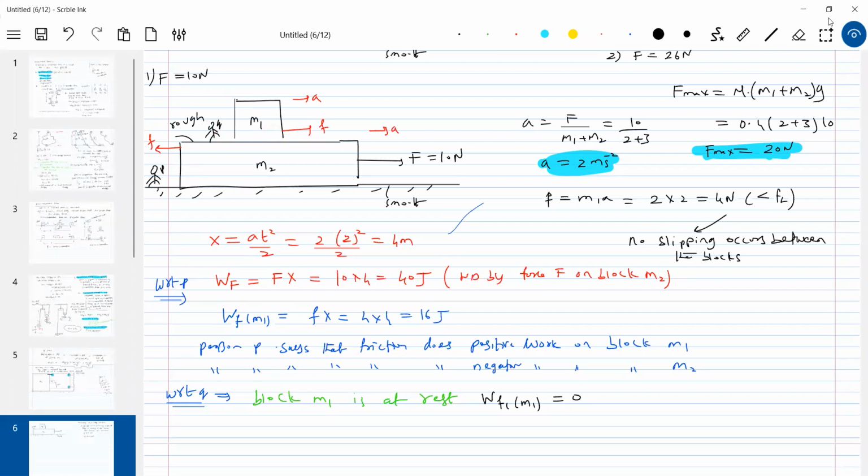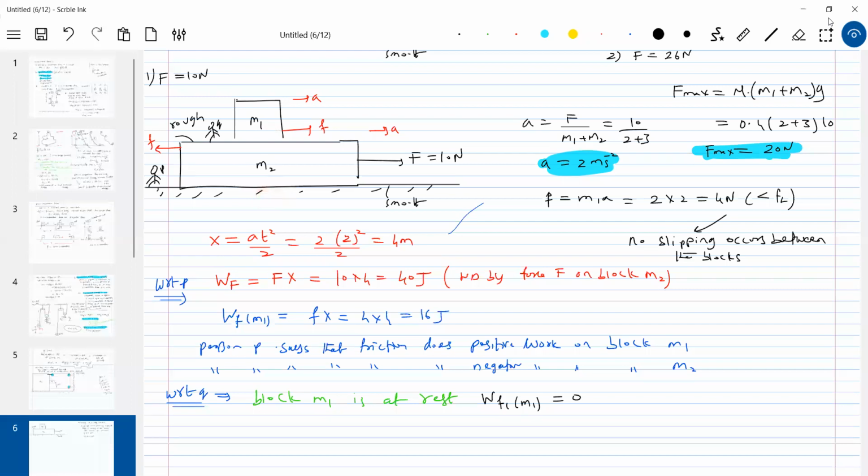You look at now the role of friction here. In frame P, the ground frame, the friction does positive work on the block M1. In the block frame, the friction does zero work. So shall I say work done by a force depends on the frame of reference? Getting the idea? So shall I conclude here?